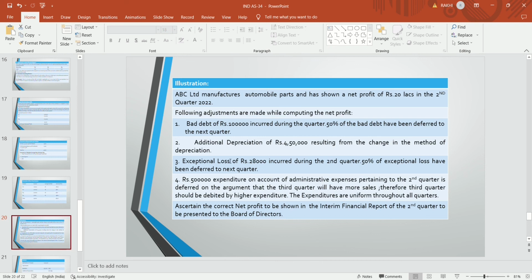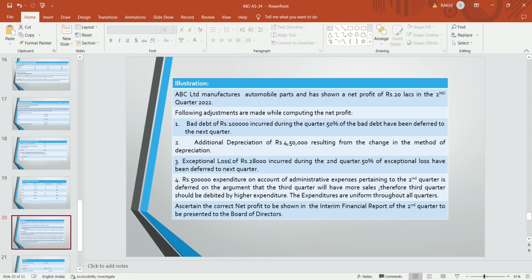Is it possible? No, it is not possible. The event or transaction which occurs in that quarter is required to be disclosed in that quarter only. It is not required to be deferred. Additional depreciation resulting from a change in method of depreciation. Yes, they made additional depreciation which they disclosed. So it is correct.